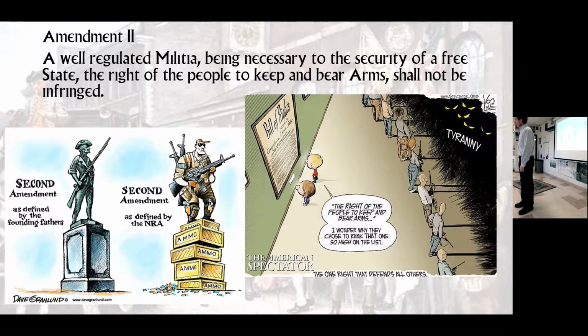Do we all know what the well-organized militia is in the United States? Every state has one. National Guard, created in 1877. Necessary to the security of a free state, which also is unclear. State has two definitions. Most people, when they refer to the state, mean your country, the United States, France, whatever. But it also means states.